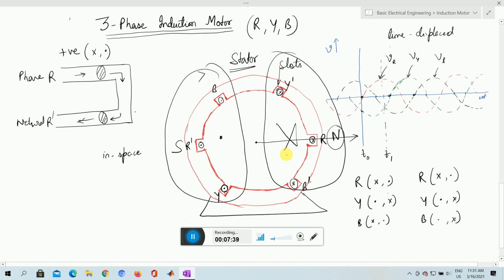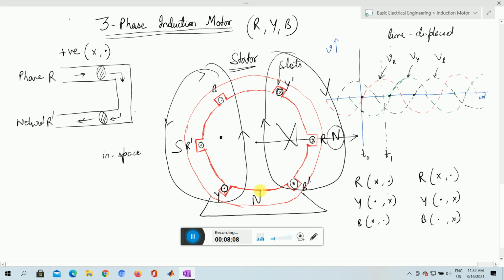Use the right hand thumb rule. When the thumb is going into the screen, you will get a clockwise direction of rotation, and here it is upward and it's clockwise. And in the dot, the thumb is coming out of the screen, and here you will get anti-clockwise rotation. So if you got like this, your north pole is supposed to be here.